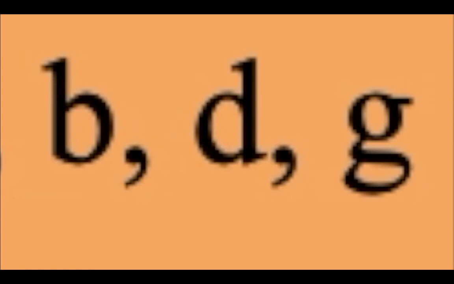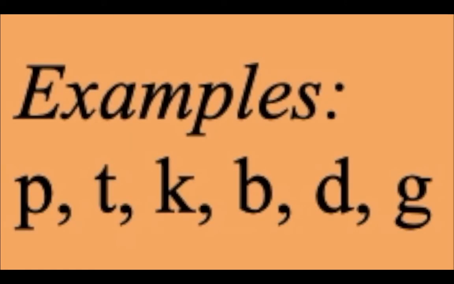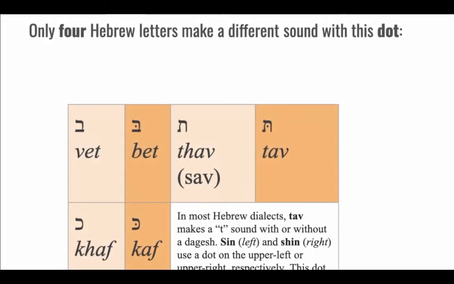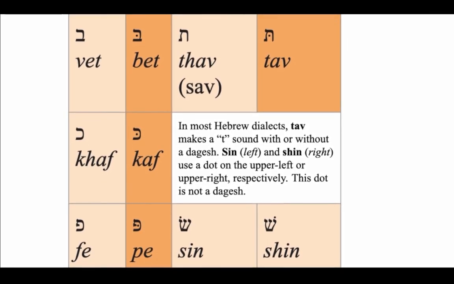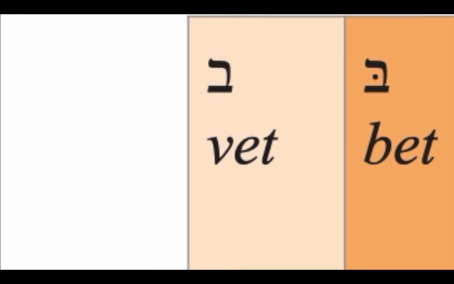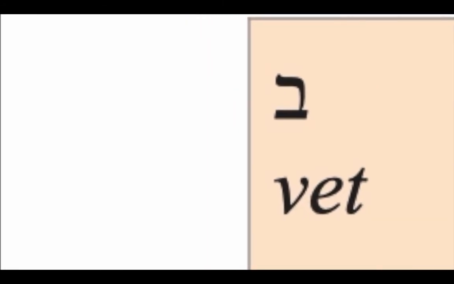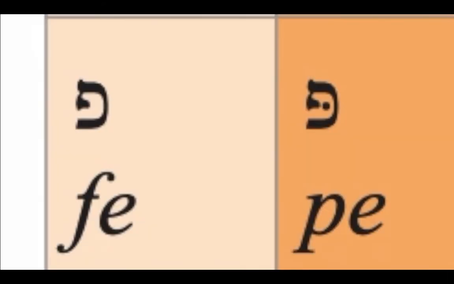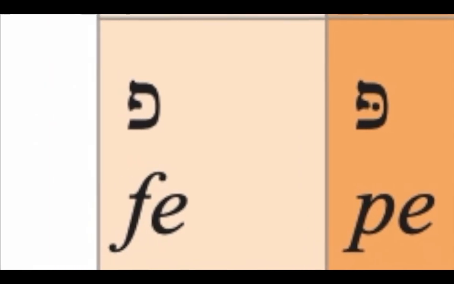The first 3 are unvoiced because you don't use your vocal cords: p, t, k. But the last 3, b, d, g, you're using your vocal cords, so they are voiced. And you will see those sounds in Hebrew, and there are only 4 Hebrew letters that really make a different sound with this dot. And those are Bet, Kaf, Pe, and in some cases, Tav. Bet with the Dagesh has the b sound. If it does not have the Dagesh, it is a v sound. Kaf with the dot is k, and without is ch. Pe with the dot is p, and without the dot is f.